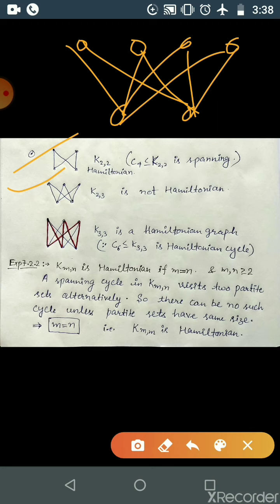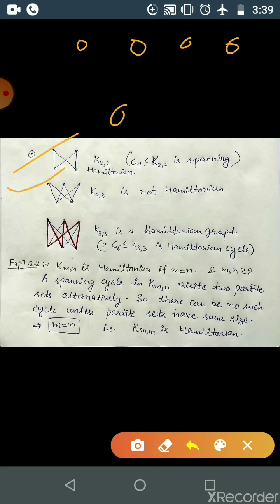Okay, this would be C6. Can you find any C6? Not C8. I thought this is K44. So C6 is not present, not part of this one. That's why this is not Hamiltonian. So this graph was Eulerian, correct? Because of all the even vertices. Okay, but not Hamiltonian. Now come to K33. So only K22 is Hamiltonian when M and N are 2, whenever the partite sets have cardinality 2.